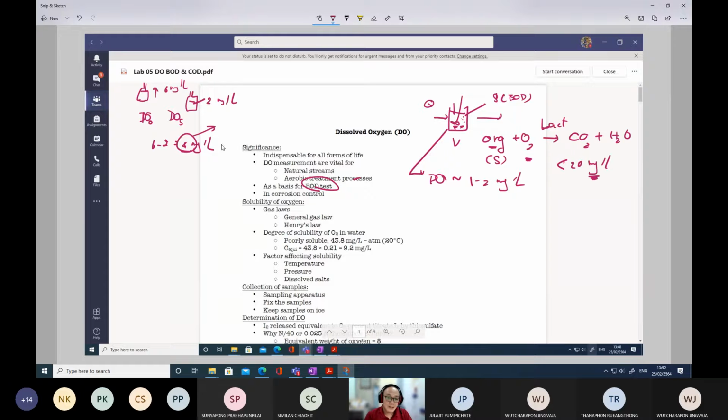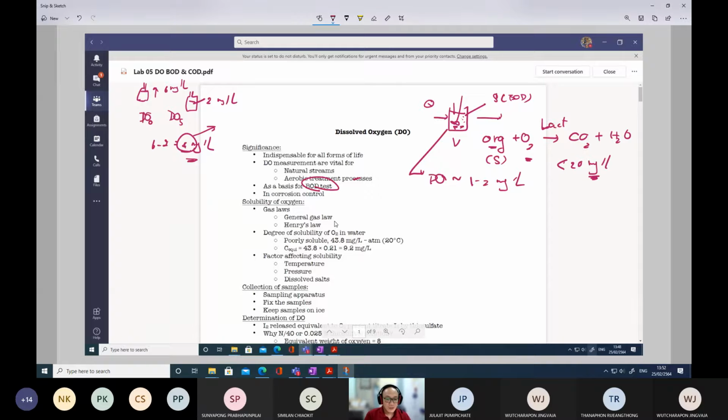So this one is the values of the BOD. BOD, we measure it like this. The dissolved oxygen, these are the significance, the rationale why we have to measure the DO. As for the solubility of the oxygen, as I told you, the typical concentration of oxygen found in surface water should be around 7 or 8 milligrams per liter, like that.